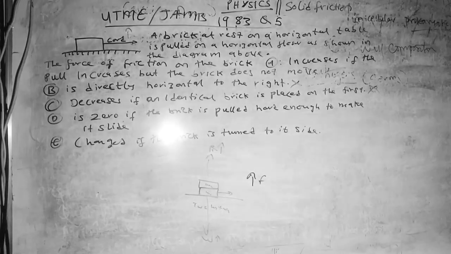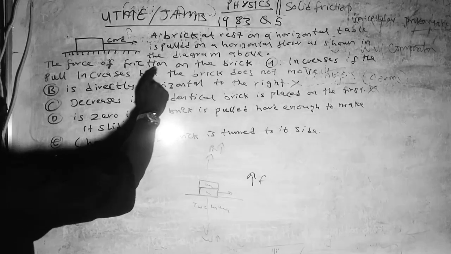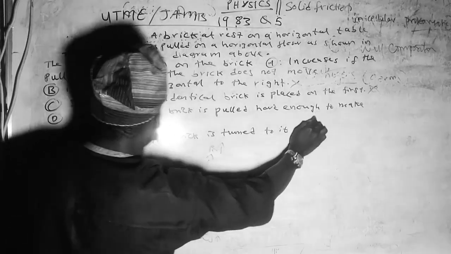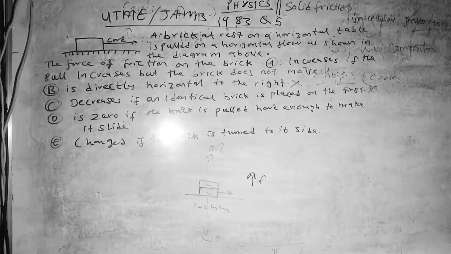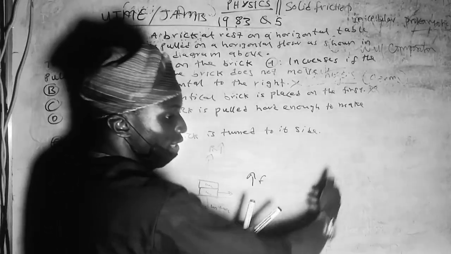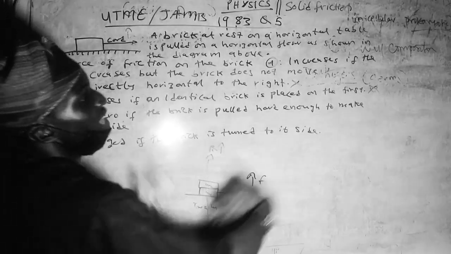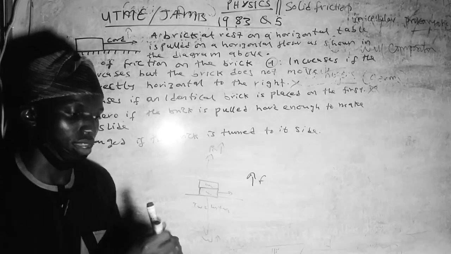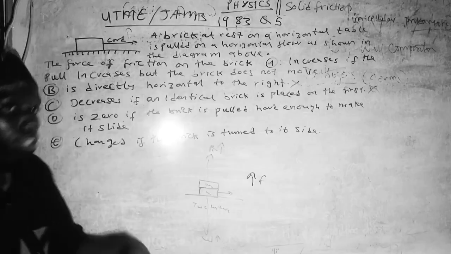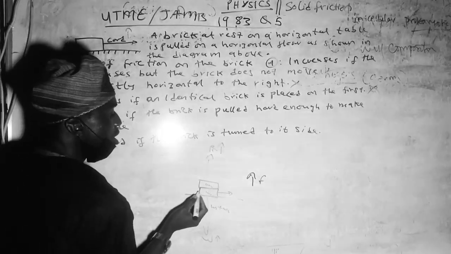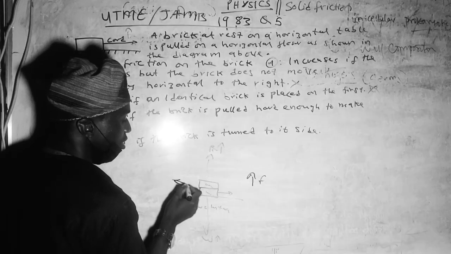So, is 0. The frictional force on the brick will be 0 if the brick is pulled hard enough to make it slide. If you are pulling this brick, and it is sliding, it is moving, it is no more static friction. It is no more static, it is dynamic. It is true that when you are pulling a block and the block is moving, the friction between them will reduce, because most of the force, as I explained in the previous video, in the previous question, will scatter away. You understand? They will scatter away.